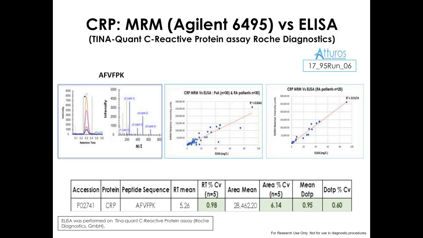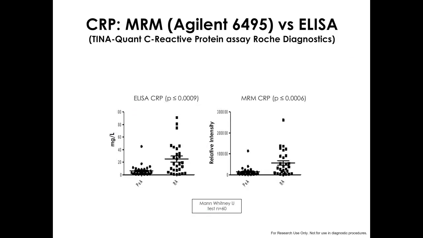And indeed, when we look at the individual patient samples and compare the PSA patients with the RA patients, whether it's by ELISA or by MRM, we see that we get very similar statistically increased CRP in the RA patients compared to the PSA patients. So I think the value in this kind of data shows that in some cases, and indeed in this case, the MRM is entirely equivalent to an ELISA.